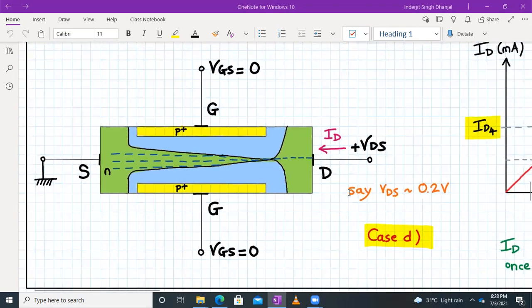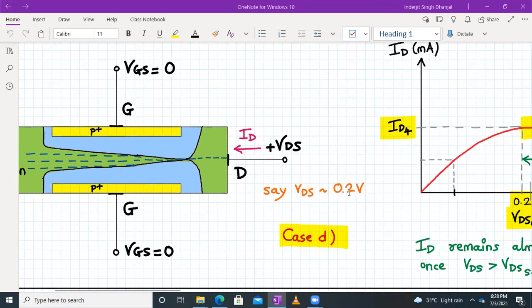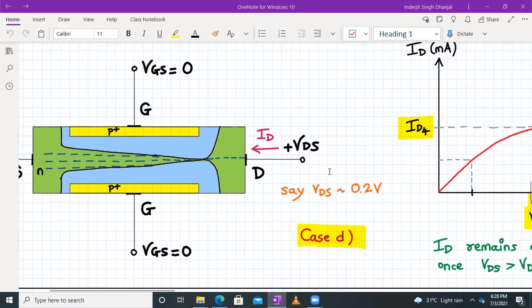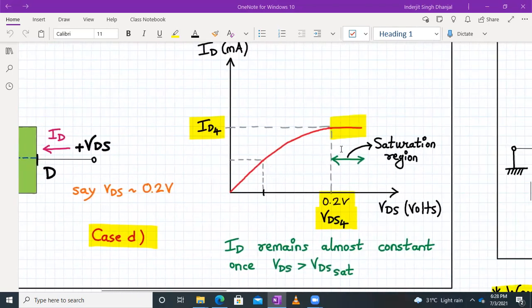Fine. So right now, what will really happen is that at the pinch off condition, your current, instead of going to zero, will remain constant. So here is the region. This region of operation is called the saturation region. We will see in a moment why the current remains constant. For any VDS voltage greater than VDS sat, so this VDS4 is nothing but VDS sat, the transistor is biased in the saturation region, and the drain current is almost independent of VDS. Even if you increase VDS further, the current will remain constant, which corresponds to ID4.